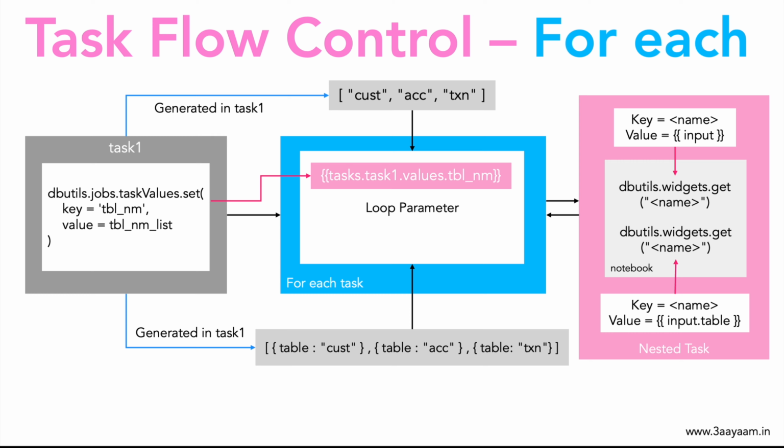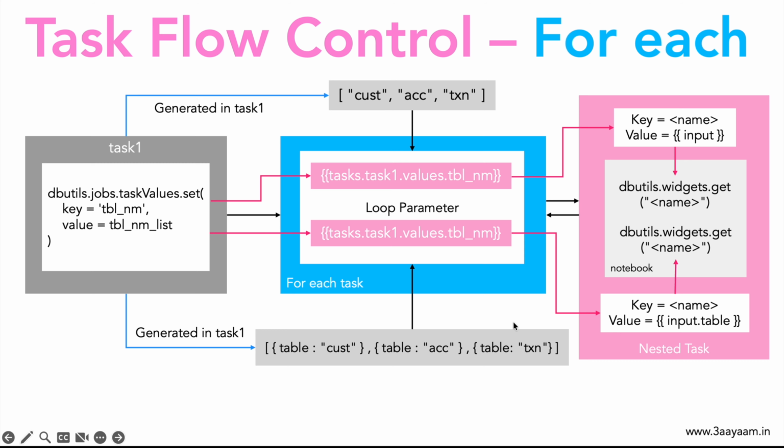Tasks.task1, which is the name of the task. Tasks is the keyword. Task1 is the name of this task. And then values, which is a keyword, and then tbl_name. tbl_name is the task parameter which was set by task number 1. The same thing would be done here also. It would be the same name. The only difference would be that in this case we would be receiving a simple list with maybe string elements or integer elements or decimal elements inside of it. But in this case we'll be receiving the value as dictionary elements inside of the array or inside of the list. Now then it would be passed to the nested task. And this is how the execution would be complete.